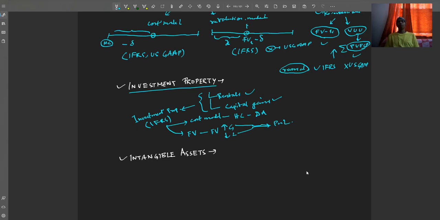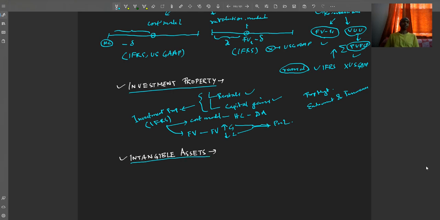Companies that own investment properties mainly are property management companies and sometimes endowment trusts and insurance companies. These entities may also hold investment property kind of properties.